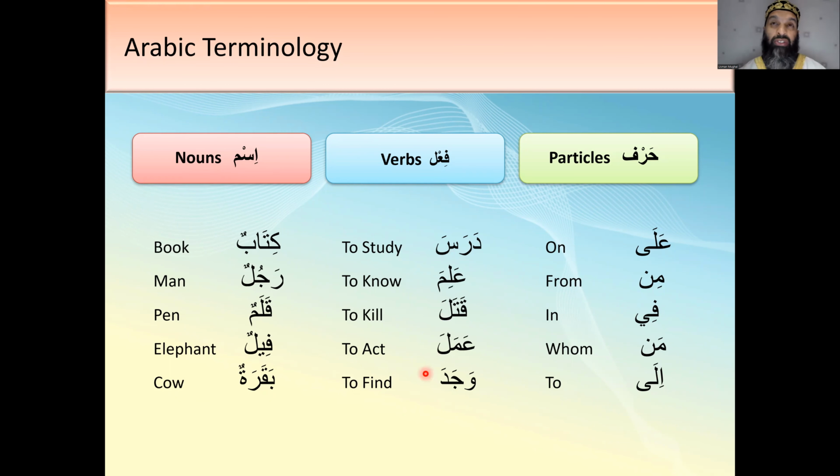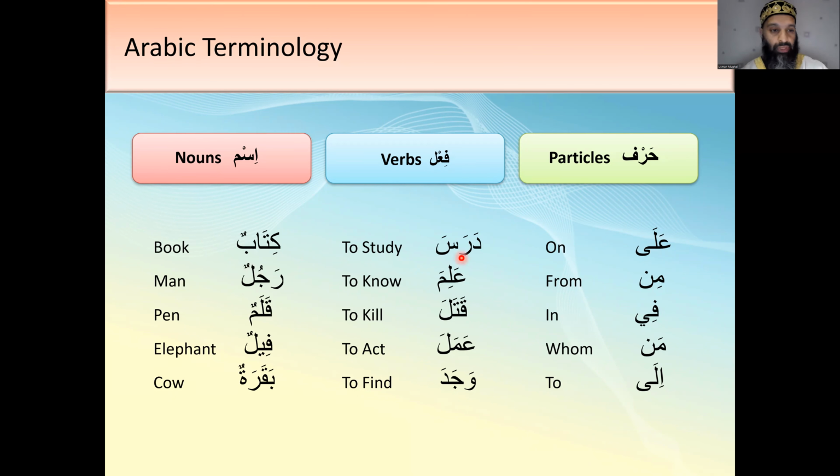And also another way to tell is if it ends in a kasra, it's also an ism. It's also a noun. You don't get verbs ending in kasras. You don't get particles, harf, ending in kasra. So the default ending is a double dhamma: kitabun, masjidun, qalamun, etc.